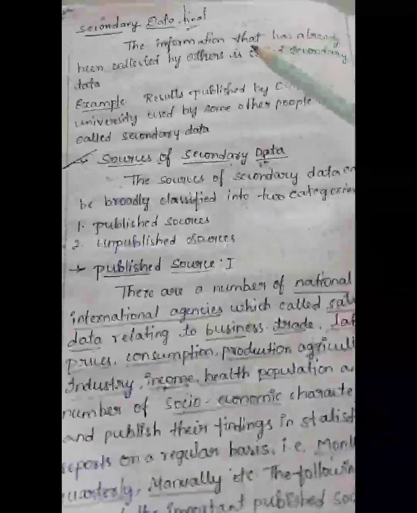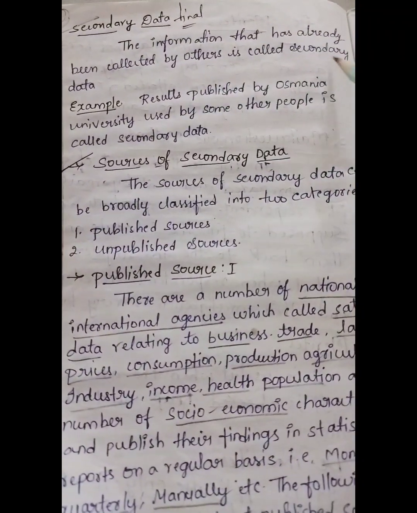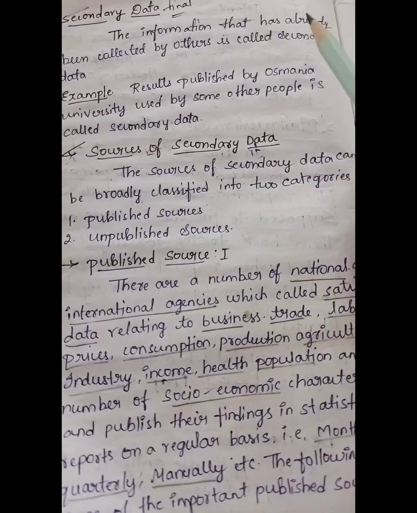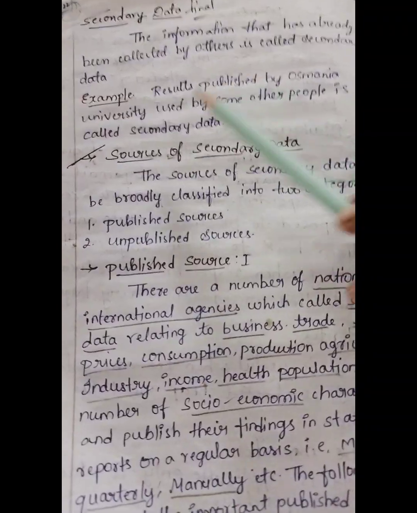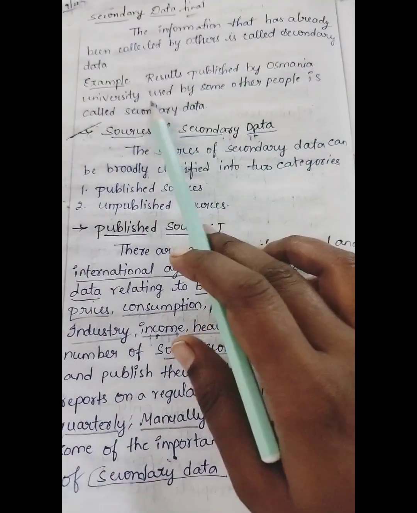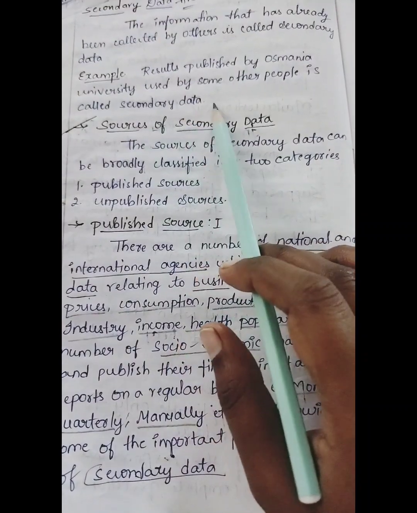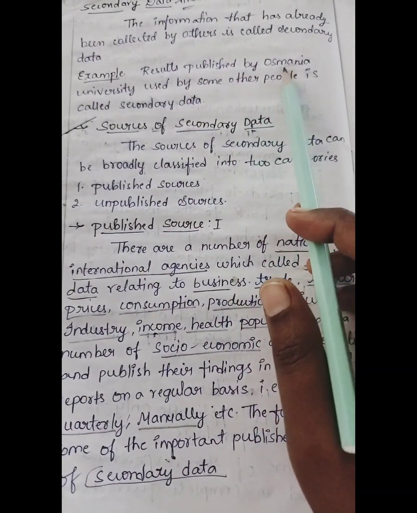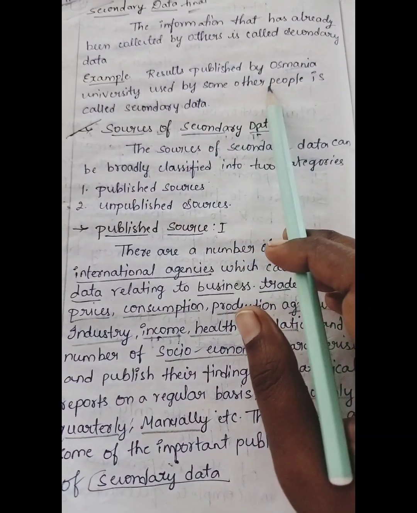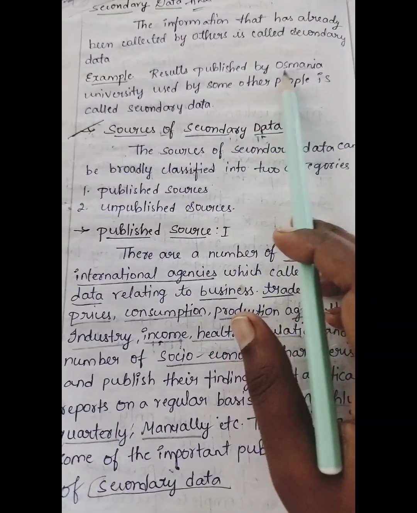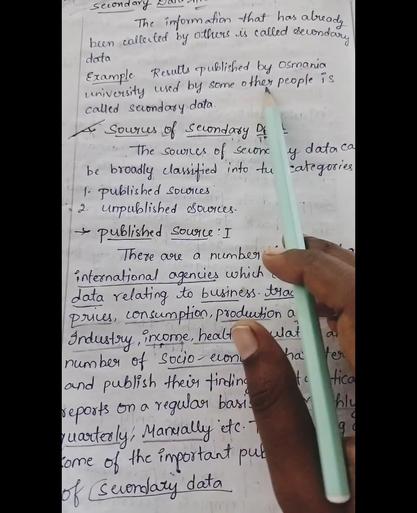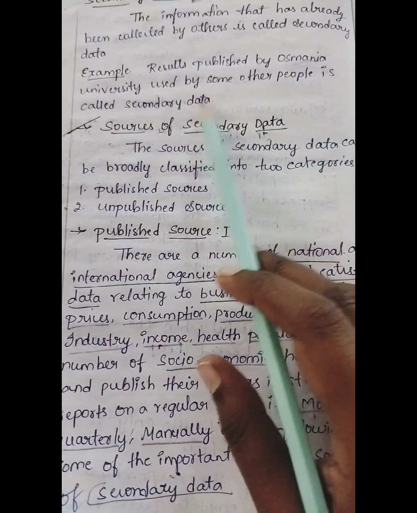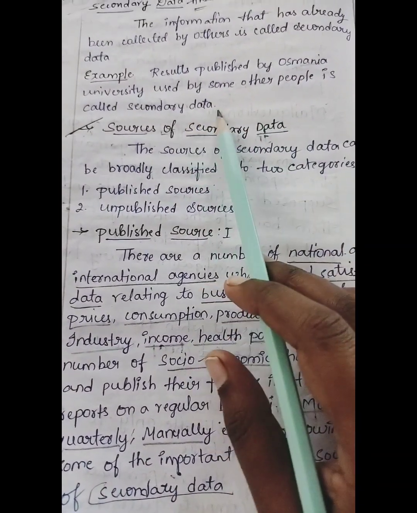Coming to the secondary data, the information that has been collected by others is called secondary data. So if the information is already ready and from that we are collecting the data again, then that is called secondary data. Example, results published by Usmania University used by some other people is called secondary data. The university has information related to number of candidates failed and passed. It publishes the result, and these are used by other people like students. If they want to know whether they passed or failed, they can check through the Usmania website. So the people who are using those results are using secondary data.